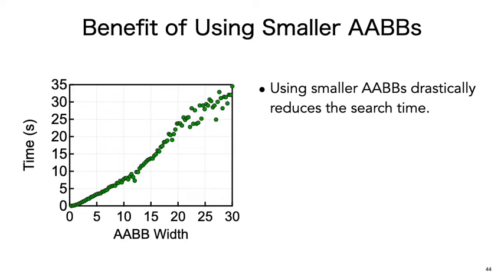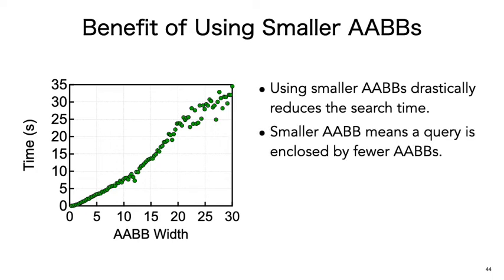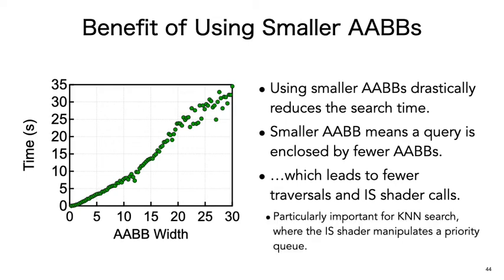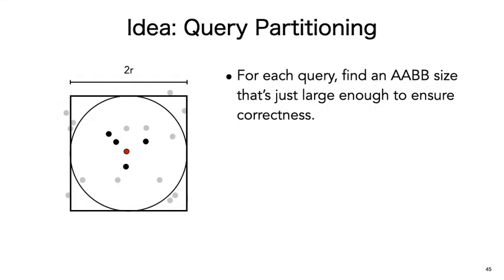In the figure here, on the x-axis I'm showing you the AABB width, and on the y-axis I'm showing you the search time. And as you can see, the search time is strongly correlated with the AABB size. Why? Because smaller AABBs mean that a query is enclosed by fewer AABBs, which leads to fewer traversals and fewer shader calls. And this is particularly important for KNN search, where every shader would manipulate a priority queue.